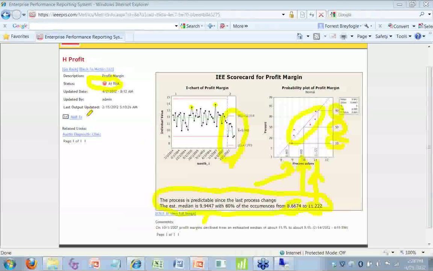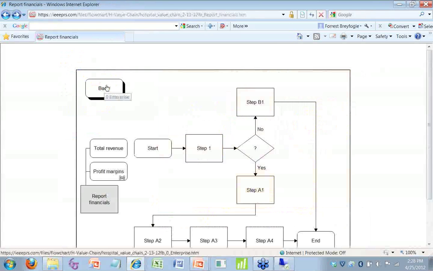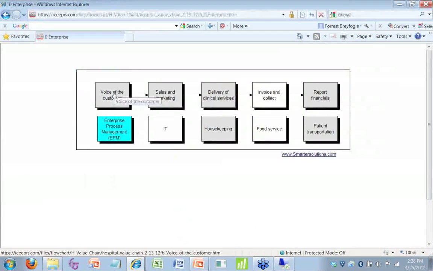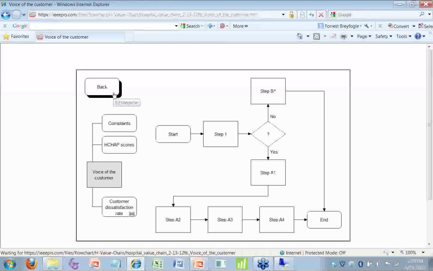Now, what you can do is say, at this point, you could mail this to somebody, or what we really want to do is go in and make an improvement here. We want to better understand what's happening. So what we're going to do now is go back to looking at the voice of the customer. Okay, so we're clicking on voice of the customer.